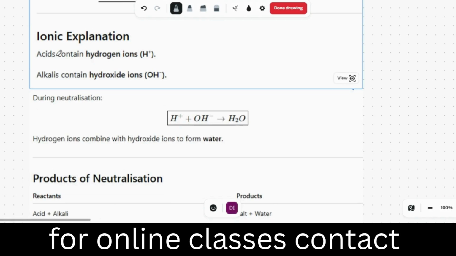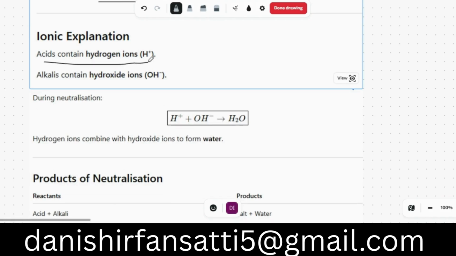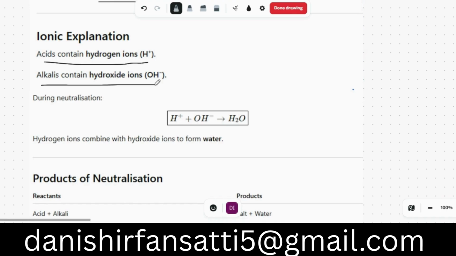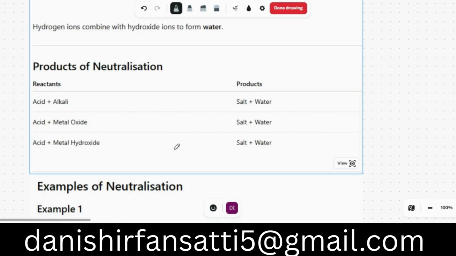The ionic explanation is that the acid contains H+ ions, as we discussed in the last lecture, and the alkali contains OH- ions. So during neutralization, H+ and OH- ions give us water. Hydrogen ions combine with hydroxide ions to form water. Okay, so acid plus alkali gives us salt plus water. Acid plus metal oxide also gives us salt plus water. Acid plus metal hydroxide also gives us salt plus water.